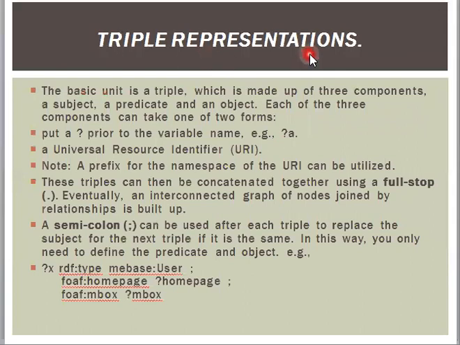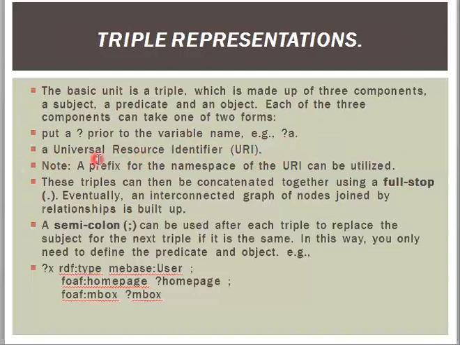Triple representations, as we have seen in the previous classes. Over here, the basic unit is a triple, which is made up of 3 components: subject, predicate, and object. Each of the 3 components can take one of 2 forms, such as a variable name prefixed with a question mark. The first option is that we can put the variable name. Example: a universal resource identifier.